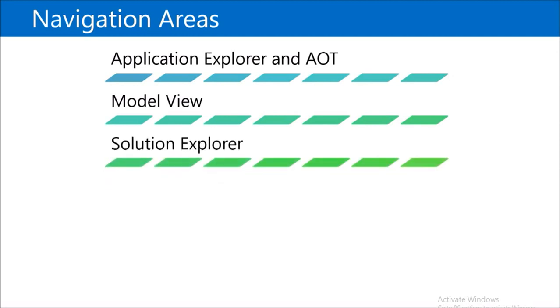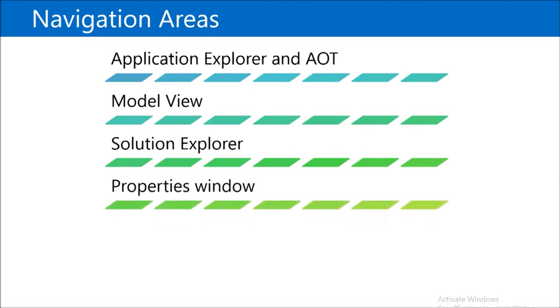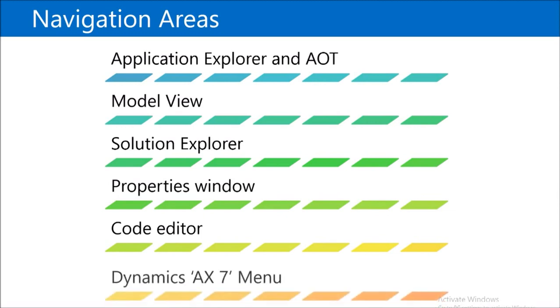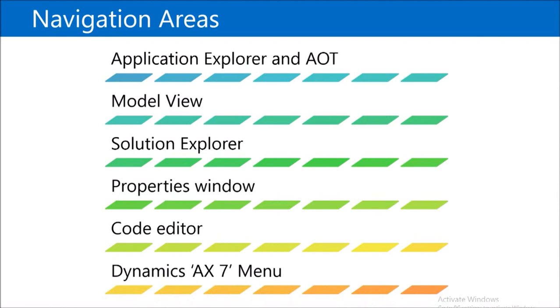Next, we will look at the Solution Explorer window, which is where our projects and elements will be located. Then we'll check out the Properties window, which is where we set properties on our different elements. We'll check out the Code Editor, so we can see how X++ code is developed and edited in the environment. And lastly, we'll look at the Dynamics AX menu. From here, we can do different tasks such as creating models.